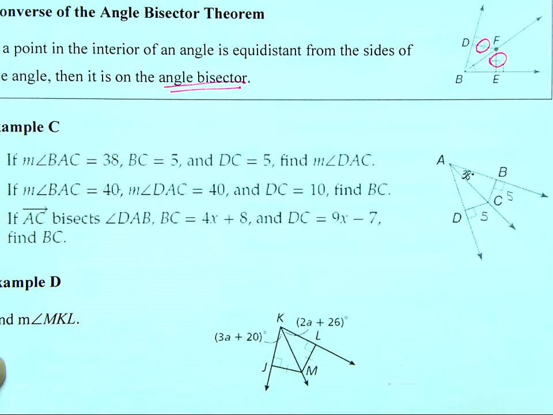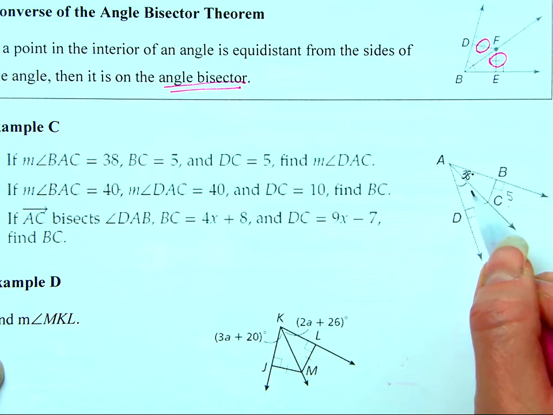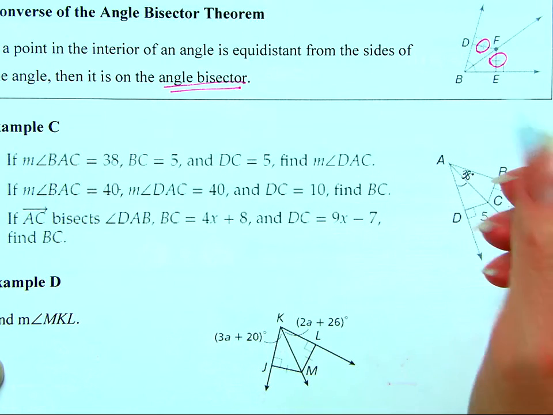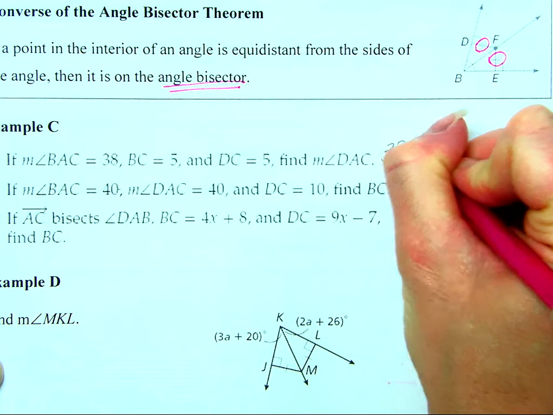Now it wants the measure of angle DAC right in here. Well, because these are equidistant to the sides, this must be an angle bisector. And so would you agree angle DAC would have to be 38 degrees.